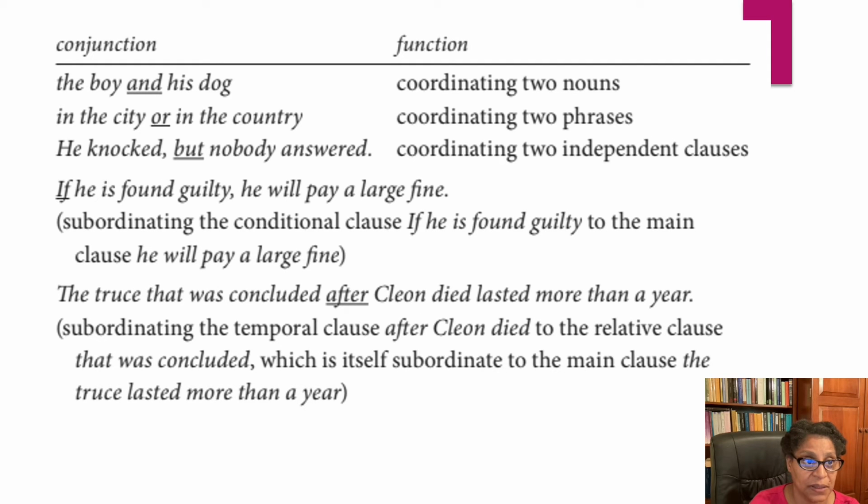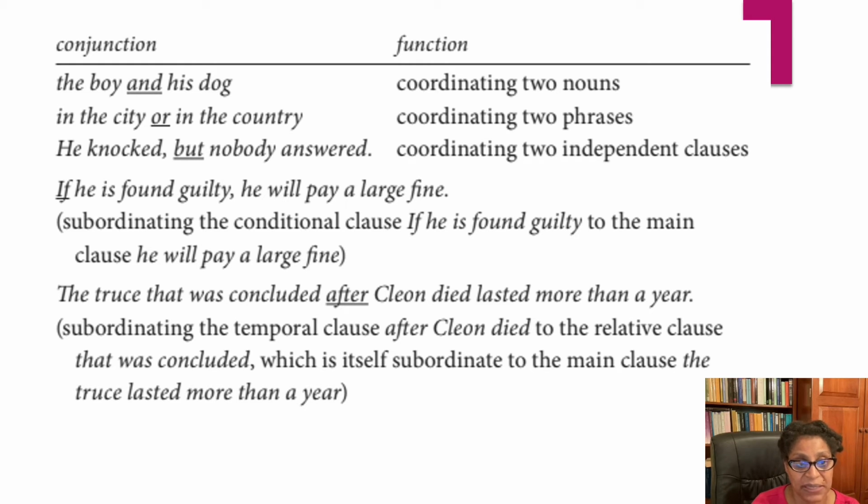So, the boy and his dog. This is a simple sentence with a coordinating conjunction, right? We have "in the city or in the country," again, two coordinating phrases that are coordinated by the conjunction. "He knocked, but nobody answered." Again, two independent clauses that are coordinated by a conjunction.